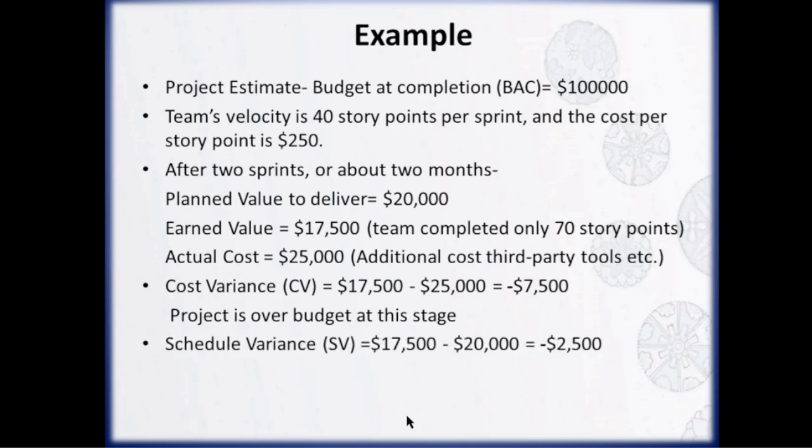Now, schedule variance is calculated by subtracting planned value from earned value. Here that is 17,500 minus 20,000, which equals negative 2,500. Because the schedule variance is negative, it means the project is behind schedule. In other words, we have delivered less value than we planned.